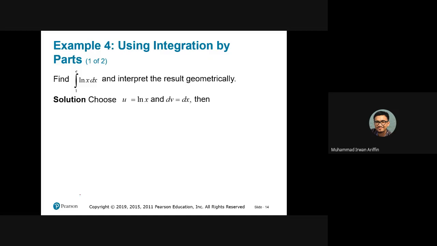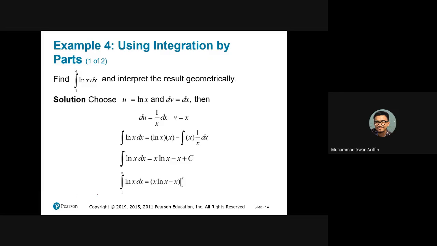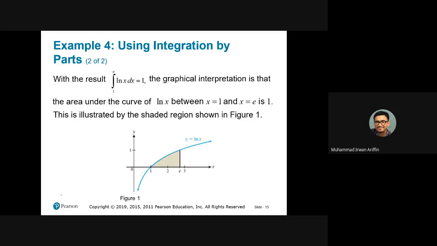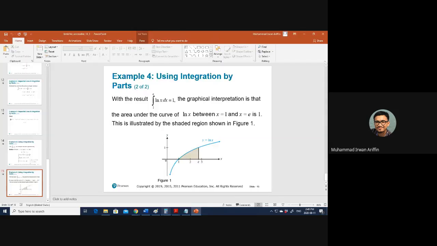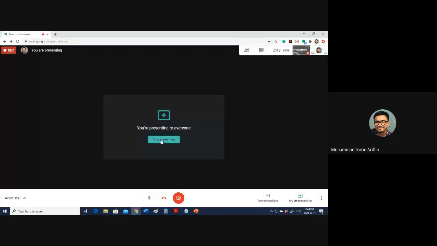I think I'm going to leave example 4 to your own exploration, because it also shows how the region under the curve is shown there on the slides. And I think that's all for now.